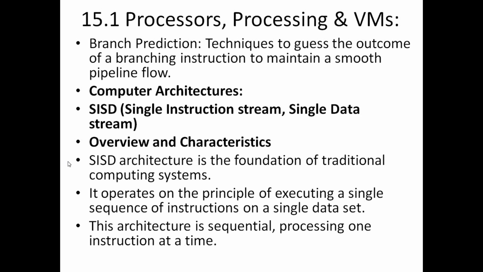Branch prediction is a technique to guess the outcome of a branching instruction to maintain a smooth pipeline flow. Branching instructions are those where the outcome of one instruction is connected to one or more instructions. So if the processor is able to predict which other instruction the current instruction will connect to, then you can minimize conflict.